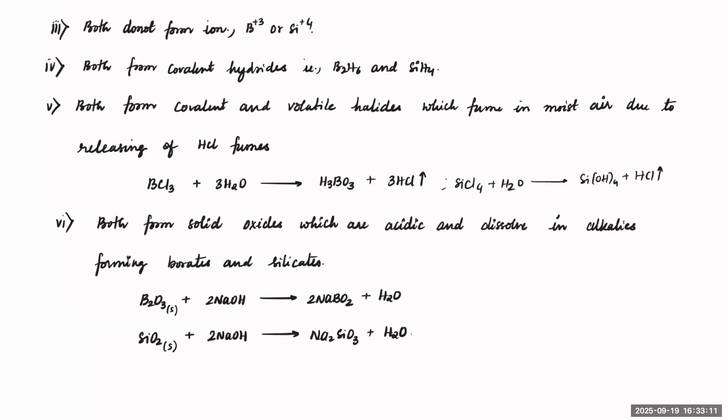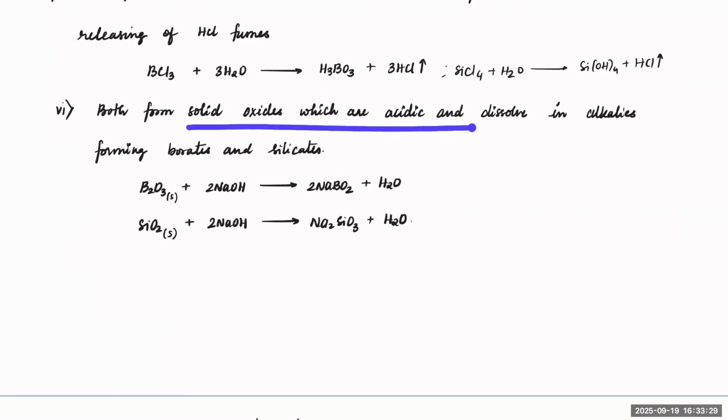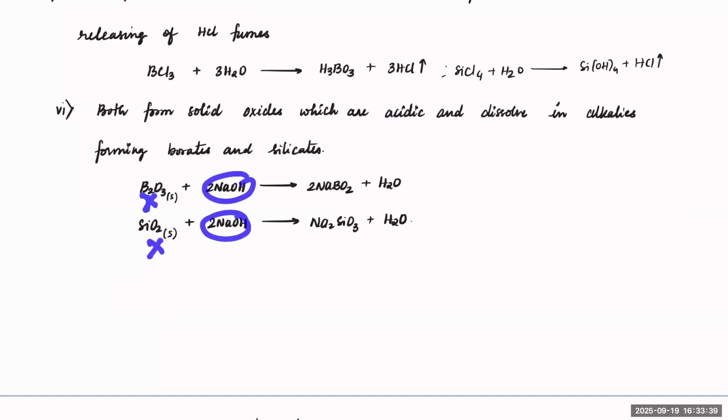And they fume in moist air due to release of HCl vapors, like BCl3 and H2O. In moist air, it can become boric acid and gives the fumes of HCl. And both form solid oxides which are acidic and dissolve in alkali, forming borates and silicates. So that means because this is an acidic oxide, they can react with base and convert into salt forms: sodium borate salt or sodium silicate salts.